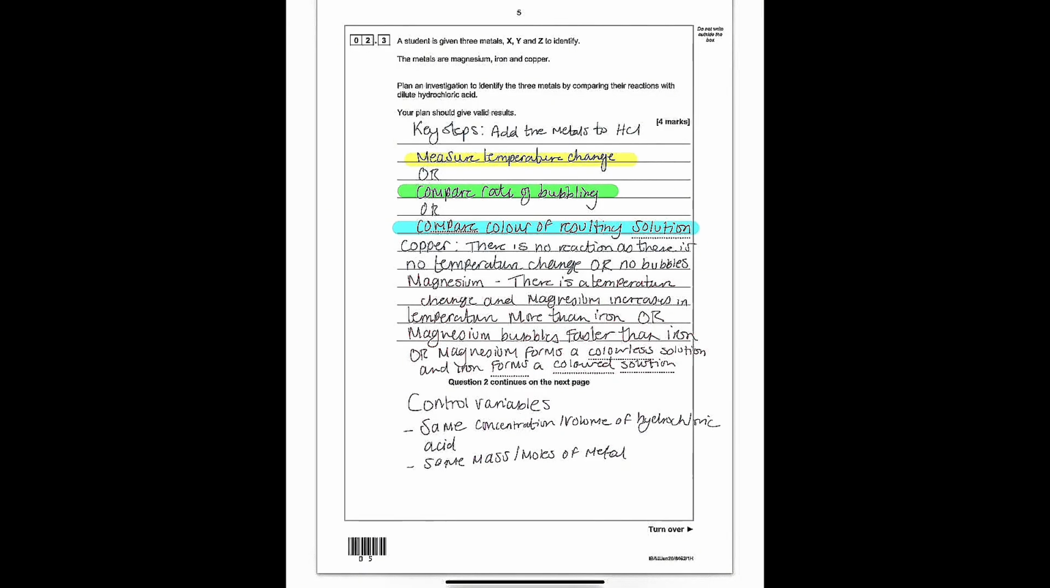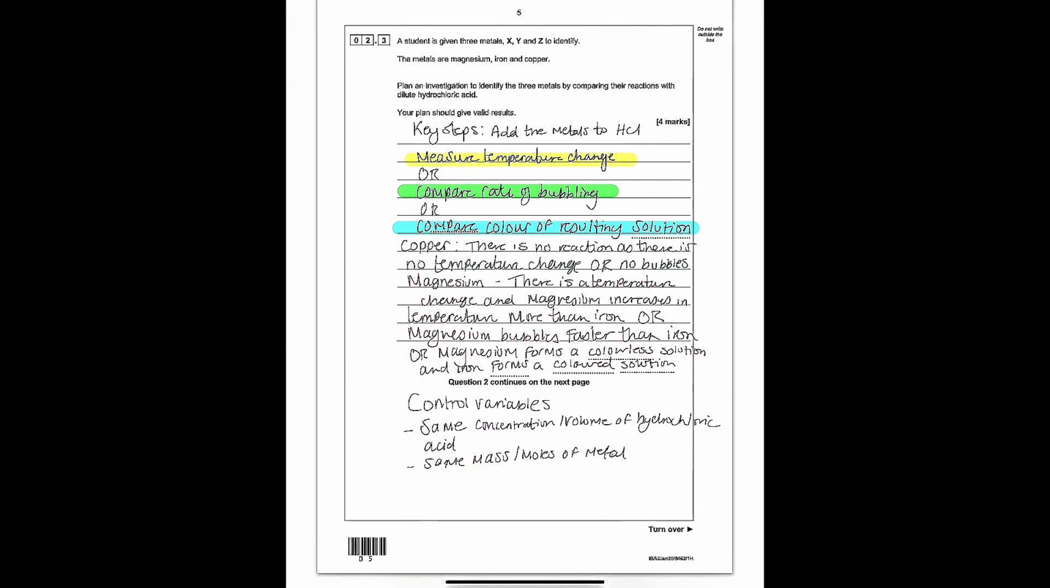Right, so the key steps that are involved, I've already written down the full model answer. So the key steps are to add the metals to hydrochloric acid, okay? Now, obviously, when we're testing their reactions, we could either measure the temperature change, or compare the rate of bubbling, or compare the colour of the resulting solution. So if you write down measure temperature change, that's perfectly fine. Or if you don't write that down and you write down compare rate of bubbling, that is perfectly fine. Or if you write down compare colour of resulting solution, that is perfectly fine too.